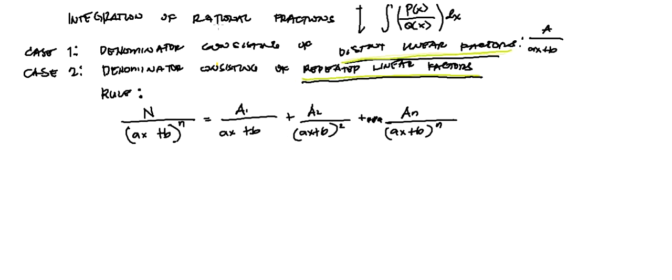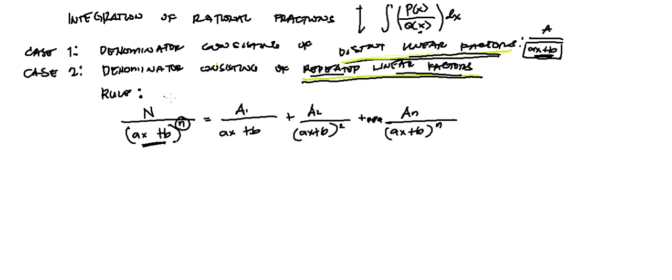Let us now continue our discussion on the integration of rational fractions. So we tackled last time case 1, where our denominator, or our Q of x, consists of distinct linear factors, in the form ax plus b. For case 2, we now have repeated linear factors, where the linear factor is repeated by having power n.